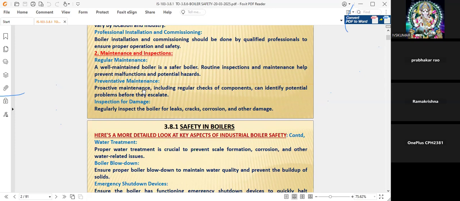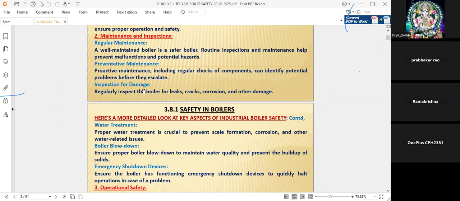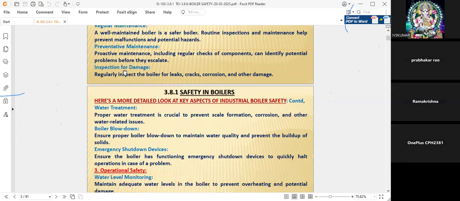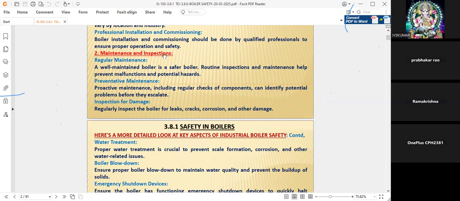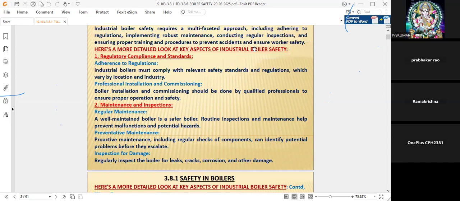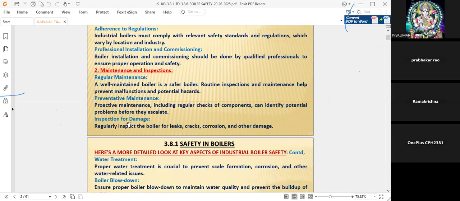In any case, if a long leave is taken by one of the operators, he will take the services by using this. Inspection for damage is also very important. It comes under maintenance, because these are some safety aspects we have to take care of before. Inspection for damage: regularly inspect the boiler for leaks, cracks, corrosion, and other damages.